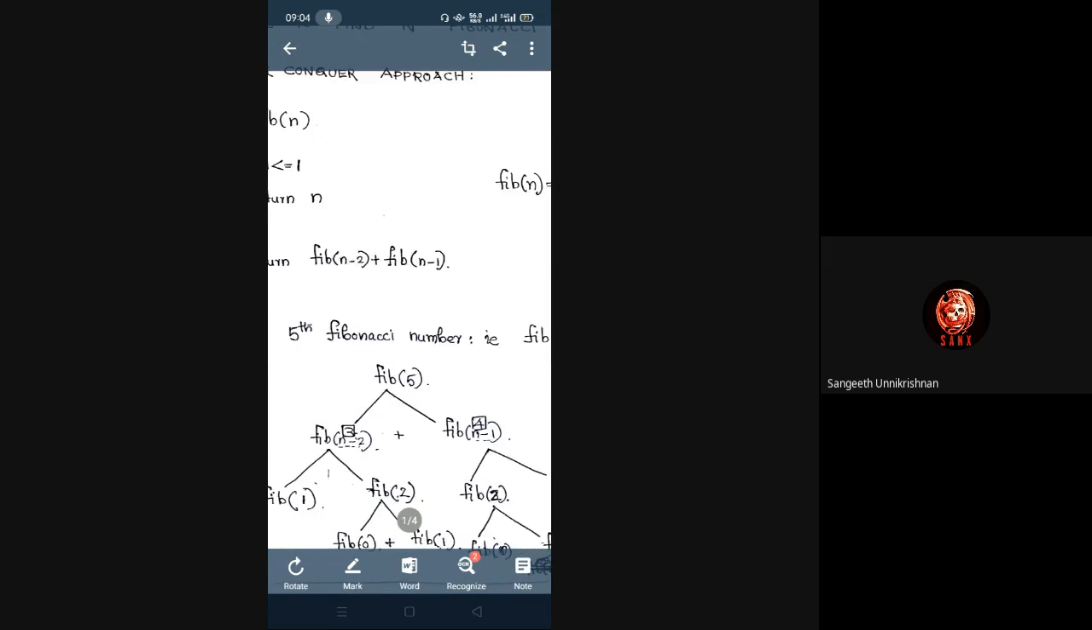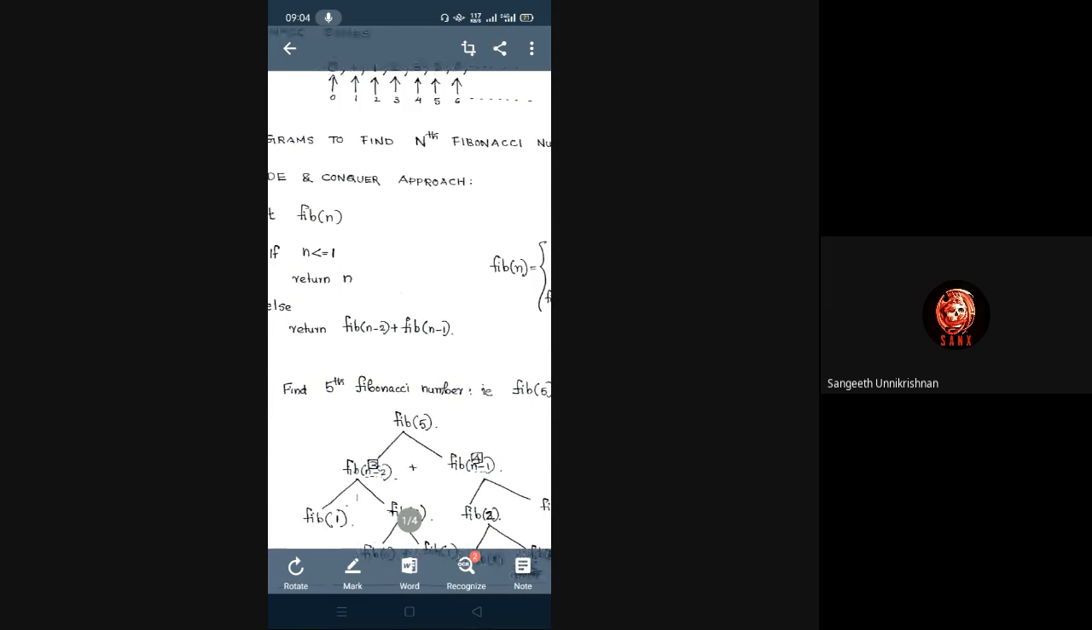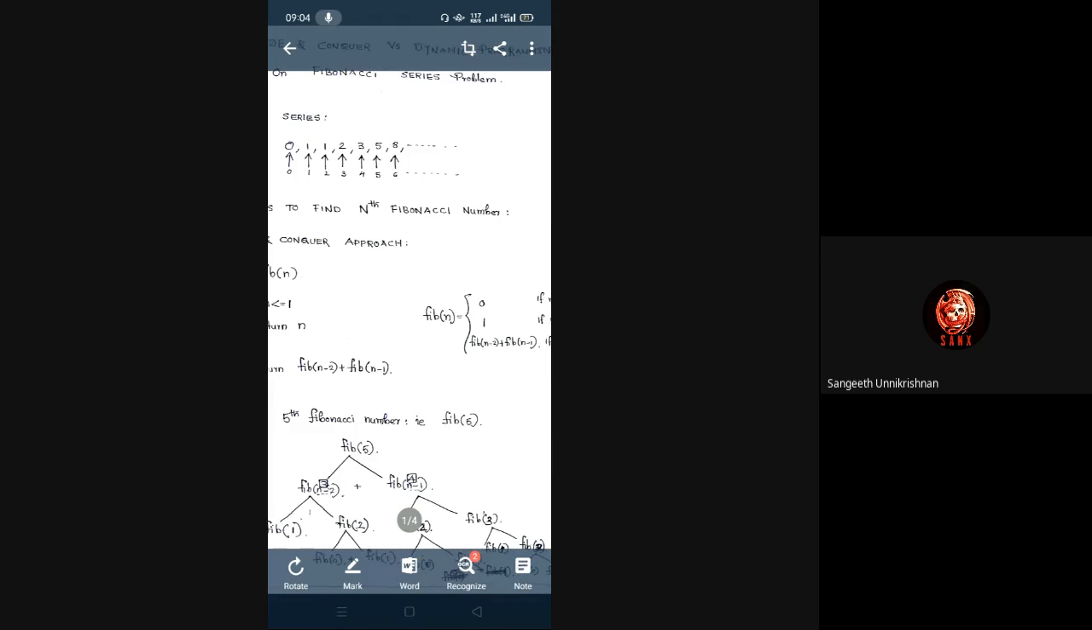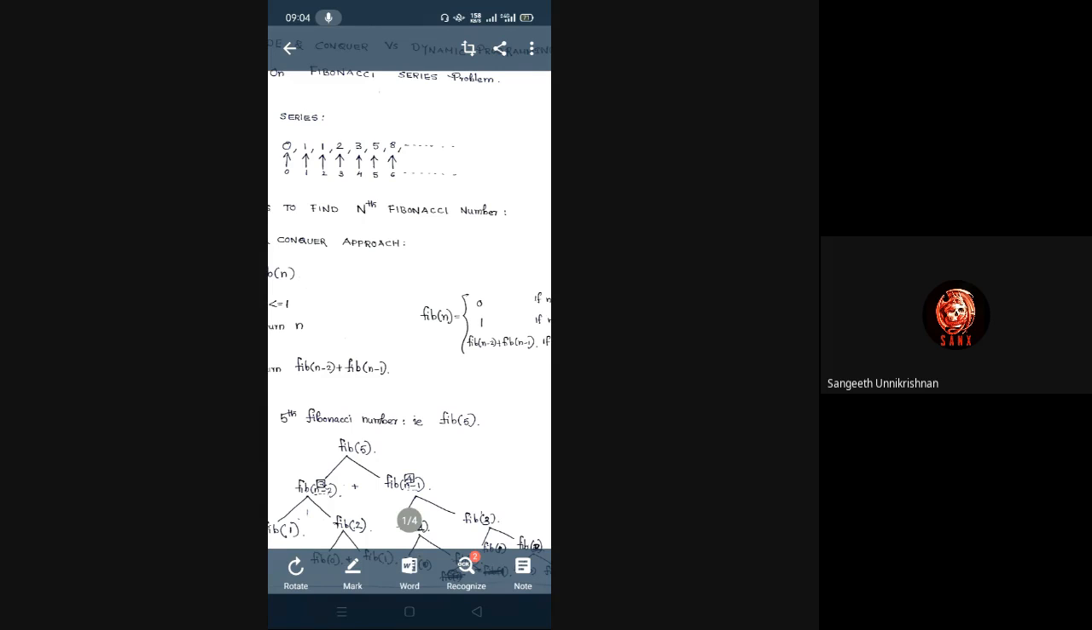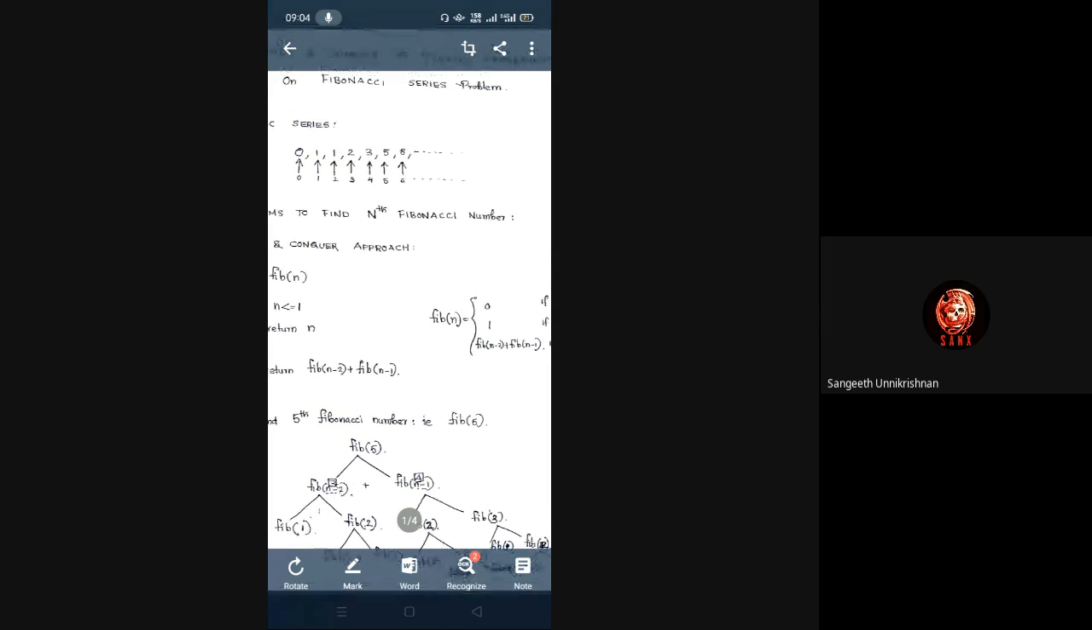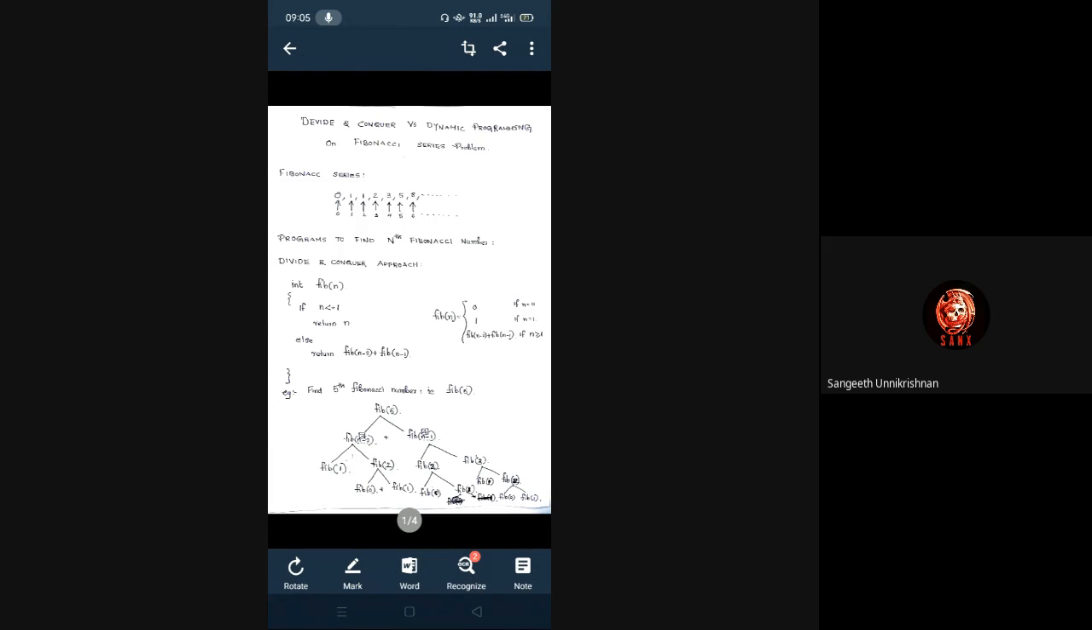So anyway, in this way it will work. Okay, so this is the corresponding recursion tree. You can note here, this is the corresponding recursion tree. So my question is, how many recursive calls are there in this tree?